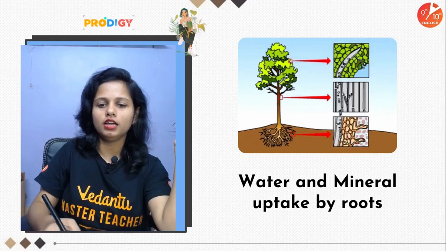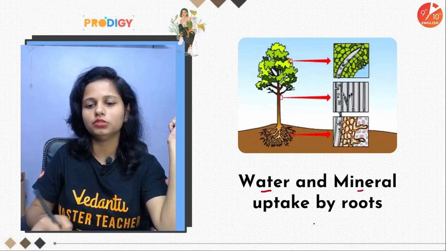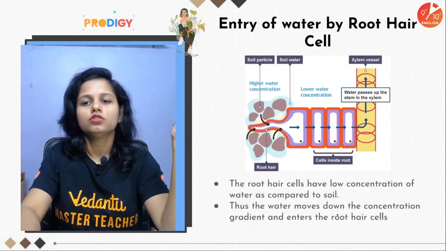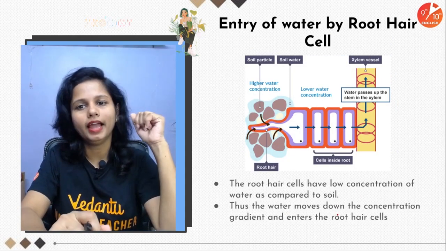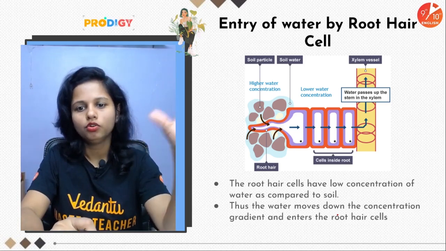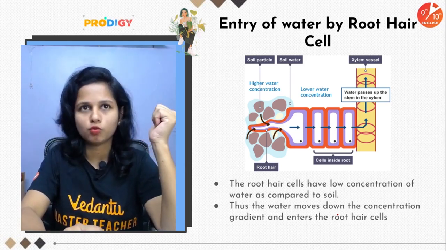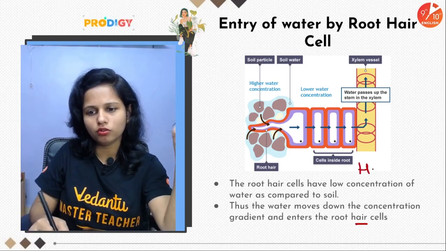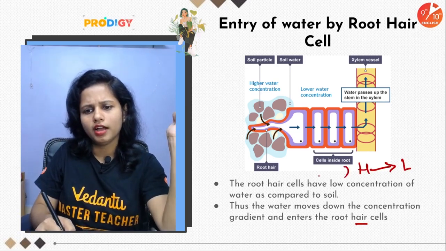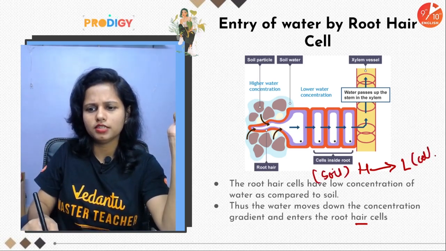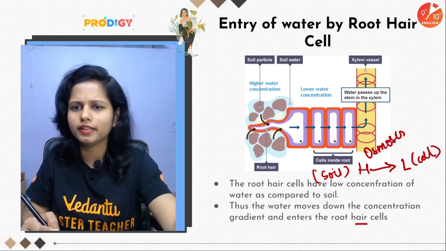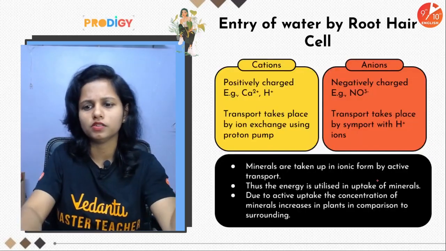Okay. So now let's talk about water and minerals uptake by roots. Kids, I told you that water, of course, will enter by osmosis. It will enter through root hair, and it will move from high concentration to low concentration. High concentration was there in the soil, and low concentration was there in the cell, and it enters by osmosis. That's pretty clear. What about minerals?